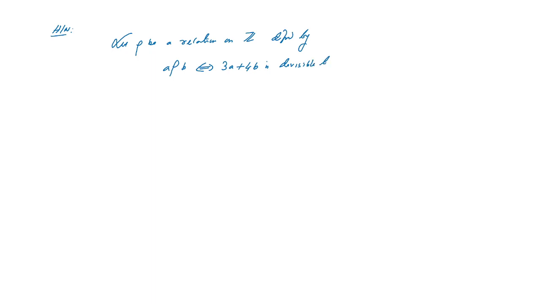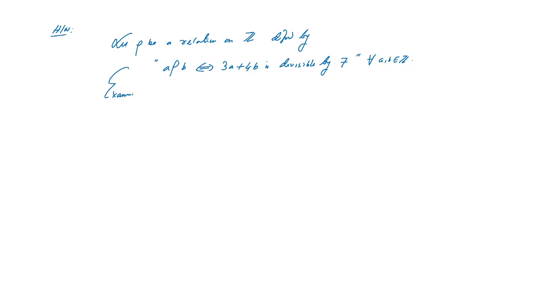This is also your exercise. Similar kinds of problems have been asked in different examinations. The problem is: let rho be a relation on Z defined by A rho B if and only if 3A plus 4B is divisible by 7. Just think of the coefficients 3 and 4. Previously it was 2A plus 3B, coefficients 2 plus 3, that was 5. Now it is 7, divisible by 7, for all A, B belonging to Z.